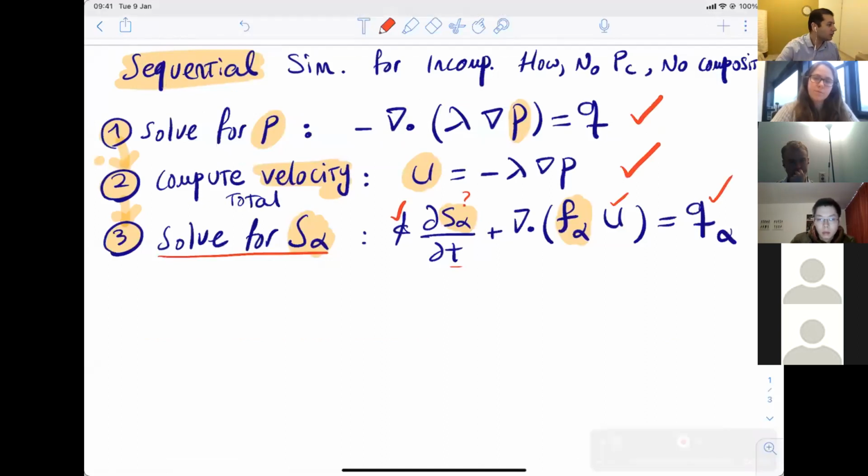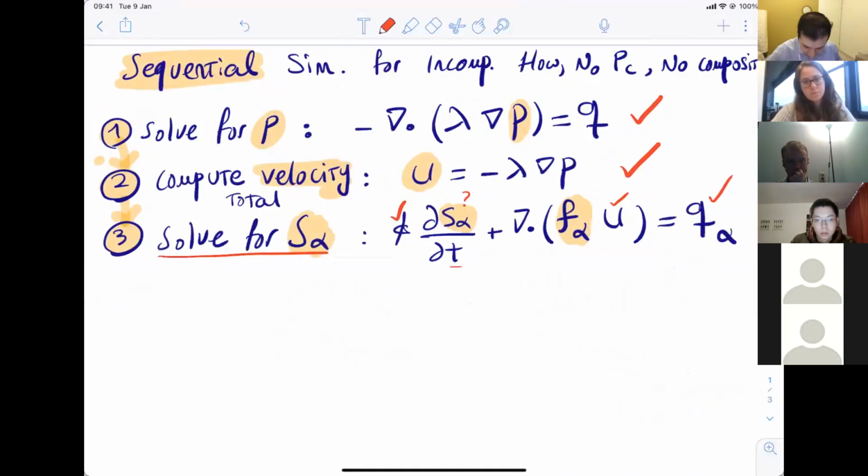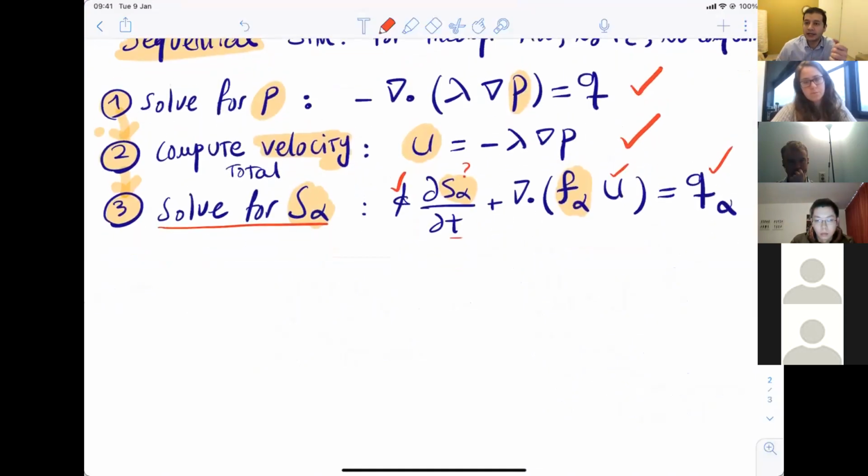So now we know what the governing equations are and how we are going to solve them, right? So that's my governing equation. And I know how to solve for pressure. I know how to solve for velocity from my lecture 1, and the homework.